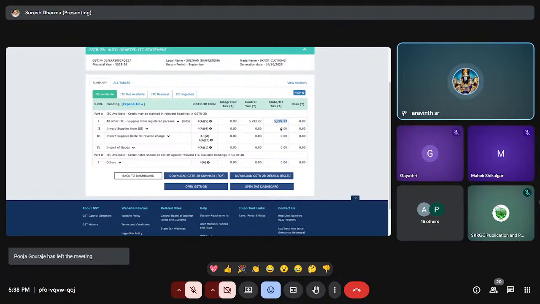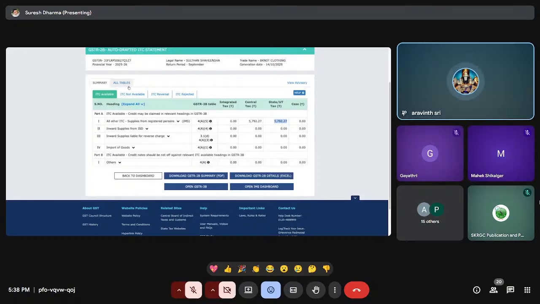5,792 is ITC available. So here my client already purchased from various manufacturers. On that purchase amount, he paid some tax to the manufacturer. Here the 5,792 amount is available for ITC. He can deduct it from the tax amount he collects from the consumer. He can deduct the amount from the ITC.